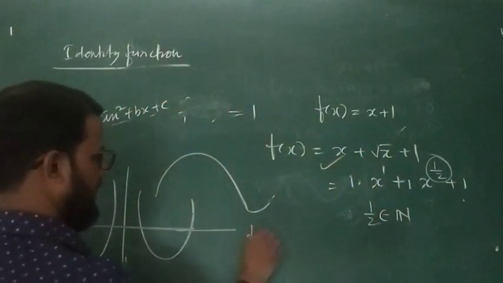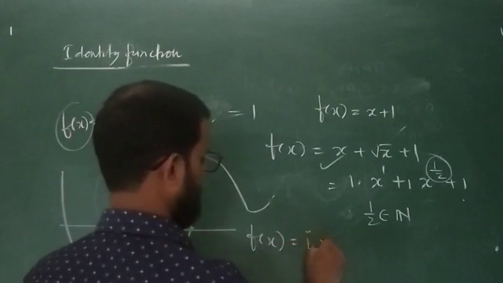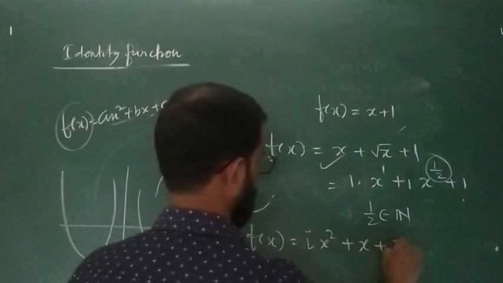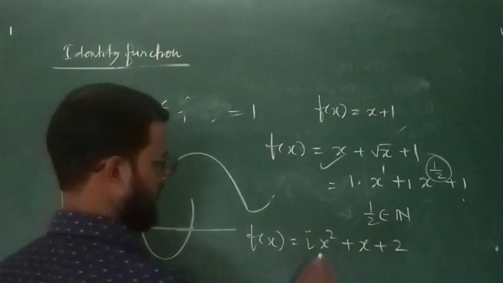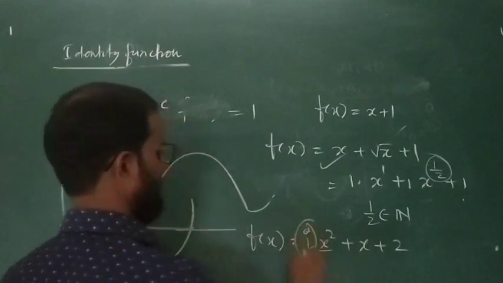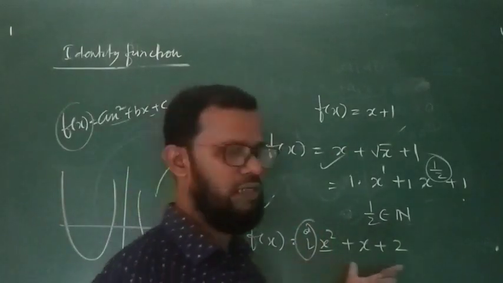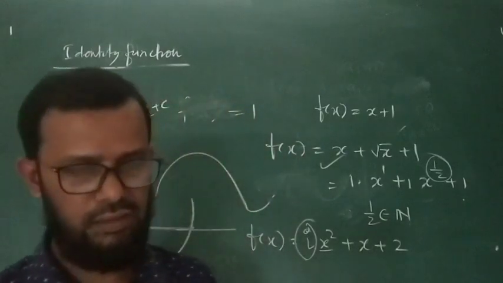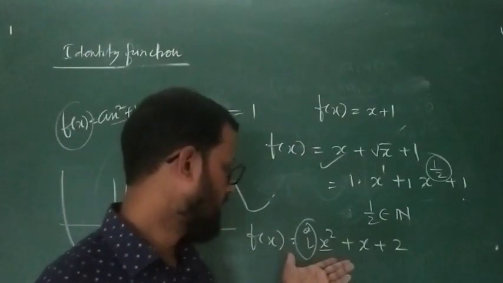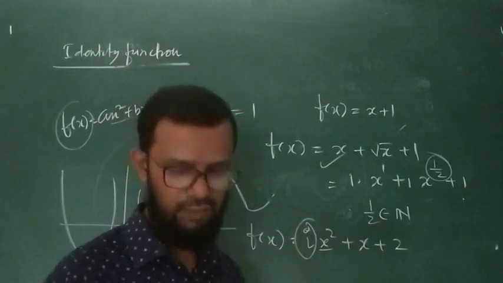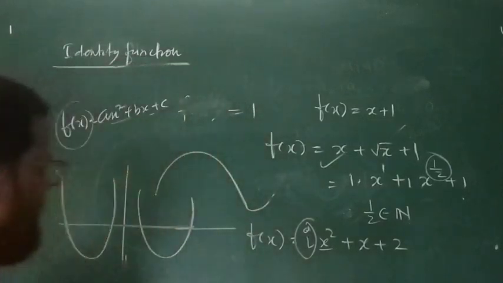For example, suppose f(x) is another one. Suppose i x square plus x plus 2. Here you see the coefficient of x square is an imaginary number. It is not a real number, and such types of functions are called complex functions, no doubt, but it is not a polynomial function.